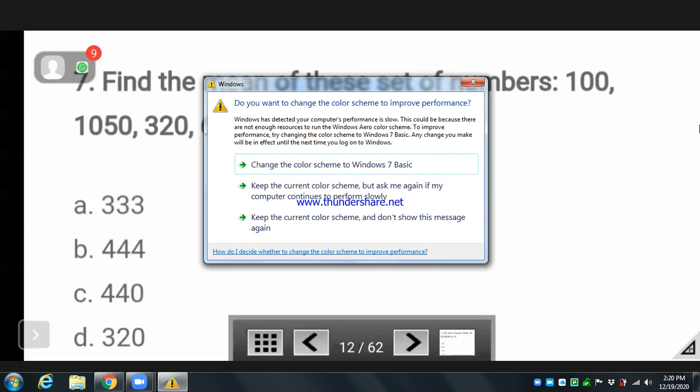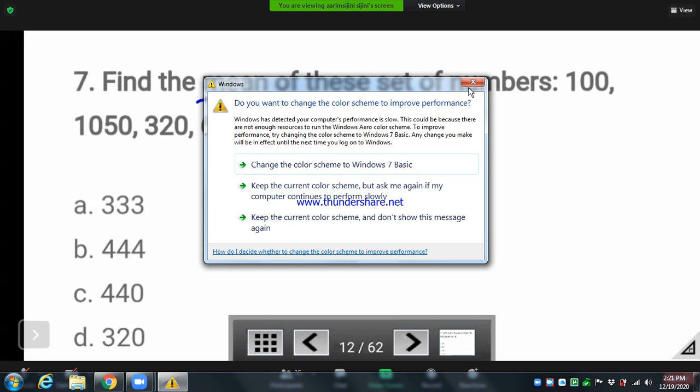Try to do it by yourself. They are asking us to calculate the mean, not the median. Try to do it by yourself, ma'am.